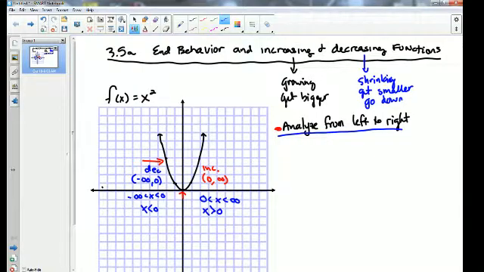So that is increasing and decreasing. Use your parent functions just to identify this spot where it changes direction. Okay. And that's about as complicated as it needs to be for you guys right now. Okay. Questions?